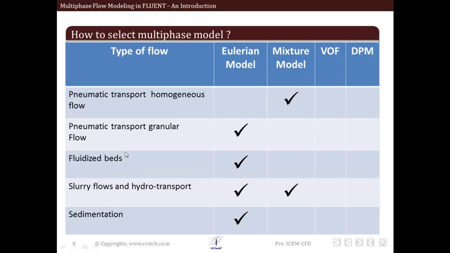In case we are modeling fluidized beds, we generally use the Eulerian model. For slug flows and hydrotransport, we can use the Eulerian model or the mixture model. For slurry flows and hydrotransport, we can use the Eulerian model or the mixture model. In case we need to model sedimentation, it is generally preferred that we use the Eulerian model.